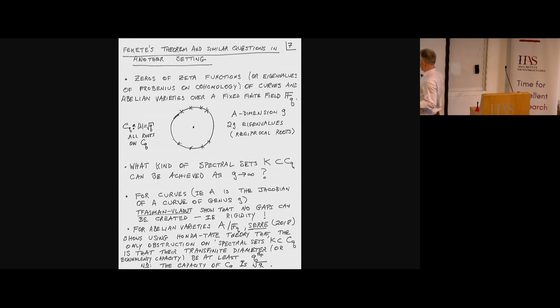And here's the answer. Firstly, for curves, there's a rigidity, so you cannot make gaps. It's a theorem, you more or less didn't get into the Jacobians much in your talk, of Drinfeld and Vladut, that if you fix q and you let g go to infinity, these will have to become dense. If you're coming from an abelian variety, then it's a problem about numbers all of whose Galois conjugates lie in a set. And then the only obstruction is capacity.